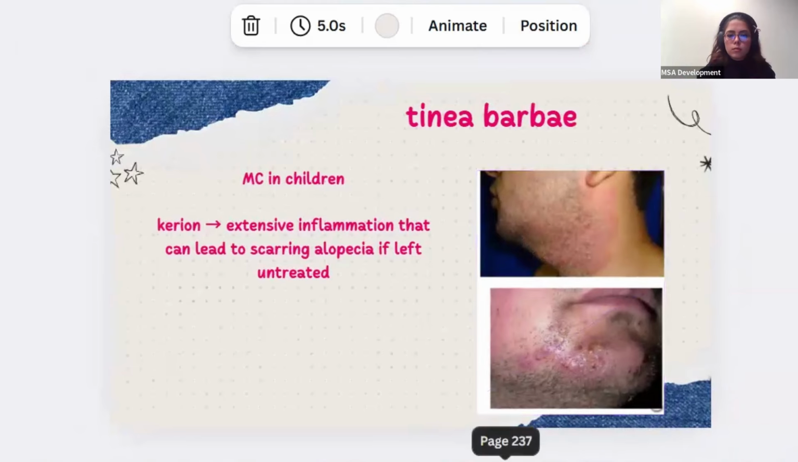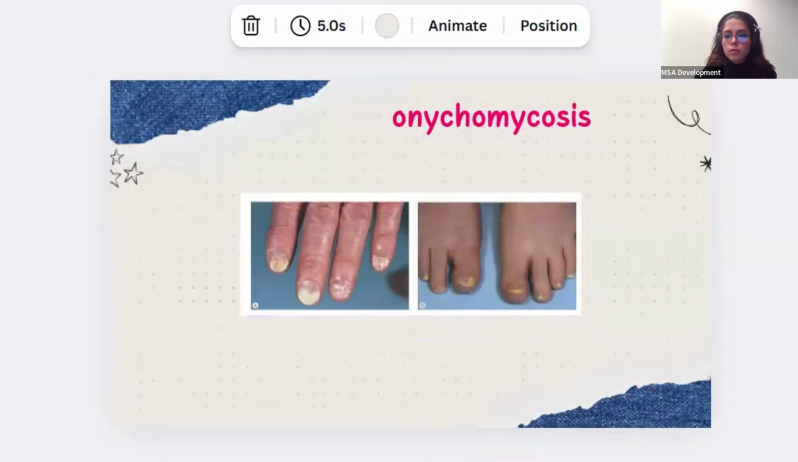Mainly due to beard, okay, and improper shaving techniques. Onychomycosis, okay, fungal infections of the nail beds, okay.